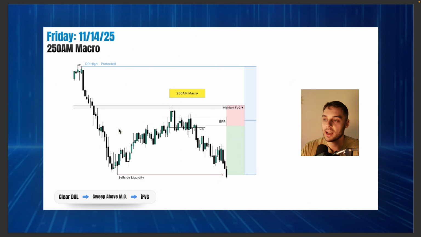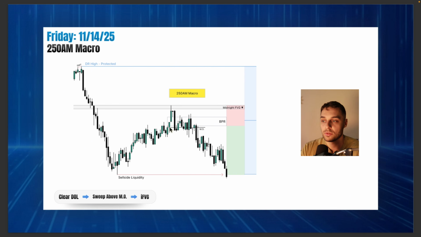So if that's a protected high and we see a retracement to a premium, more specifically the midnight fair value gap, during a macro window above macro opening price, this is a completely logical turning point if we see the inception of a short macro power of 3 setup presented to us.